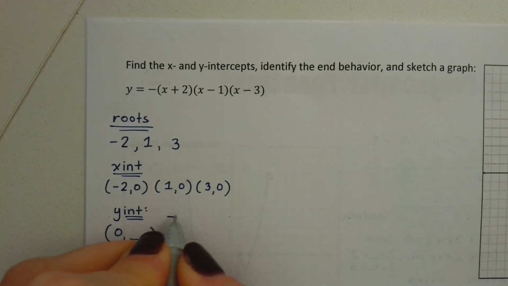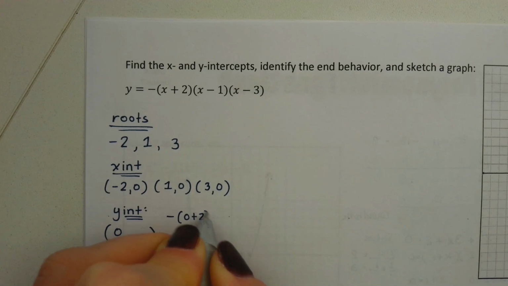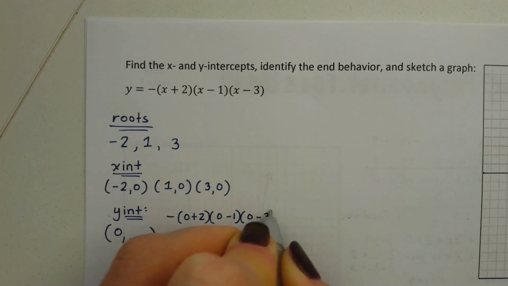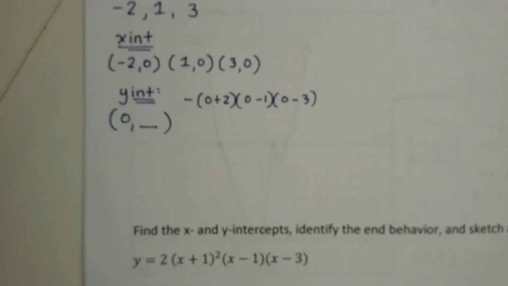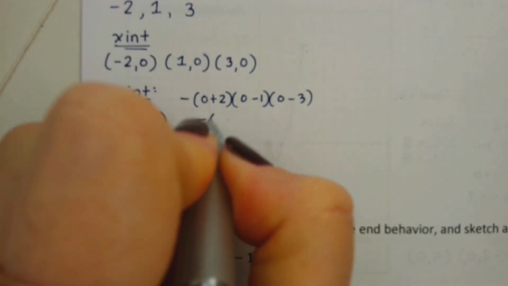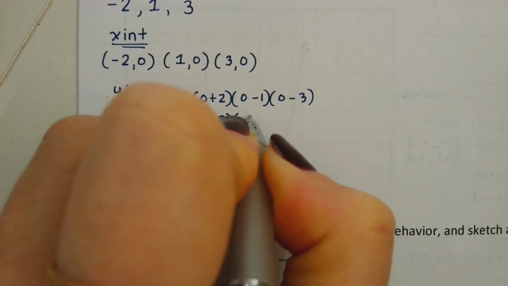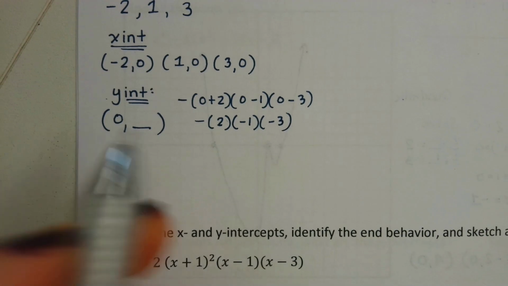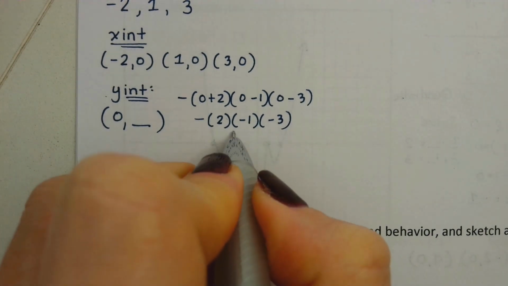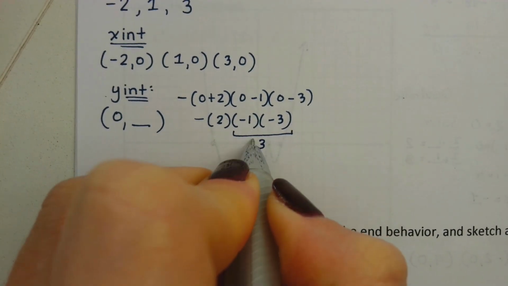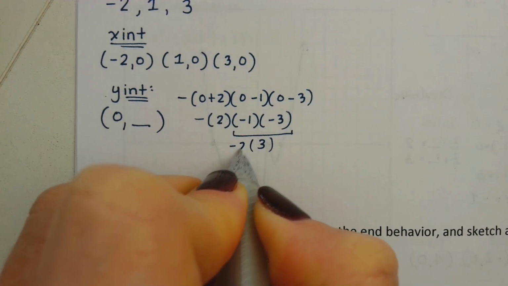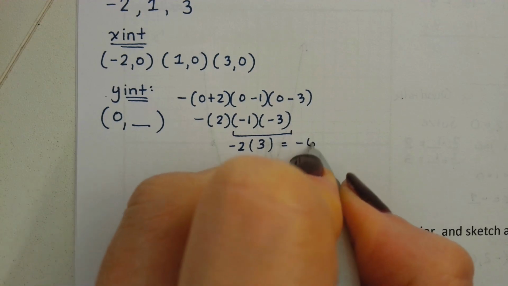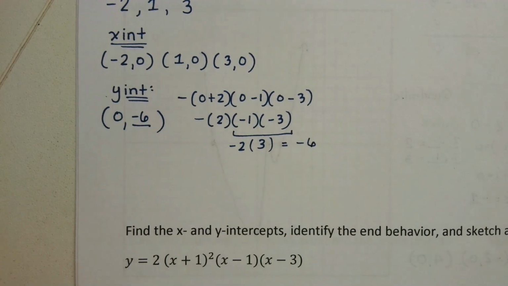So that would be negative 0 plus 2, 0 minus 1, 0 minus 3. Simplifying that, that would be negative times 2 times negative 1 times negative 3. What's negative 1 times negative 3? 3. And then we have just a negative times 2, which would be negative 2. Grand total answer, negative 6 is our y-intercept.